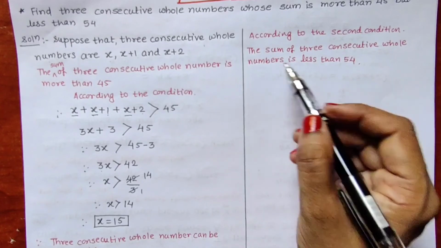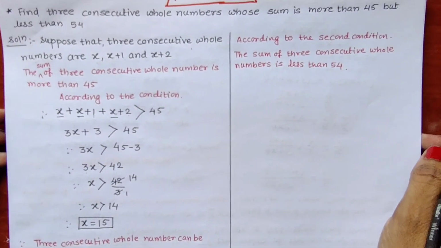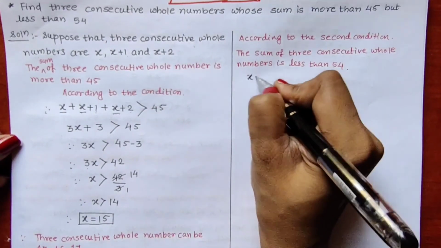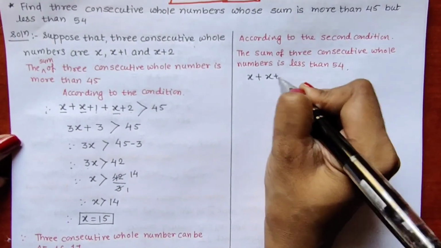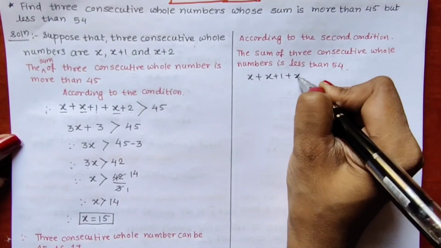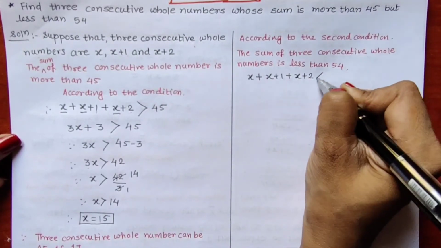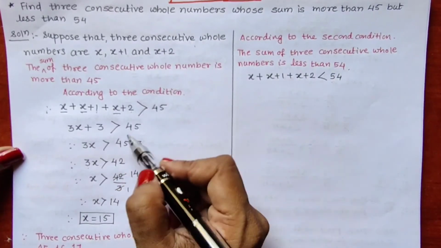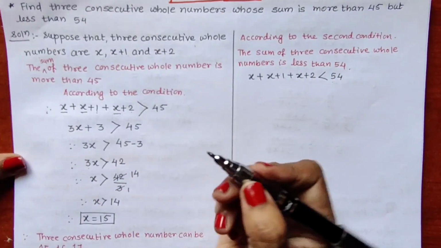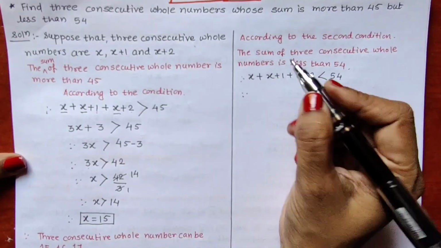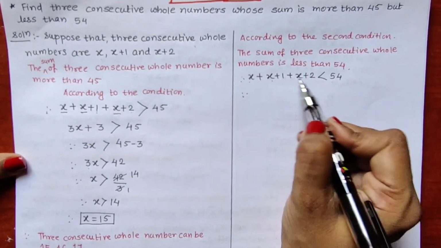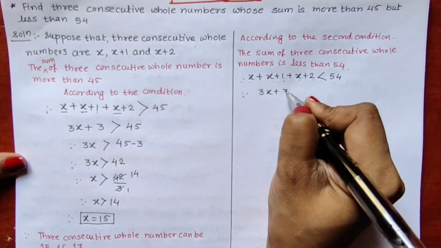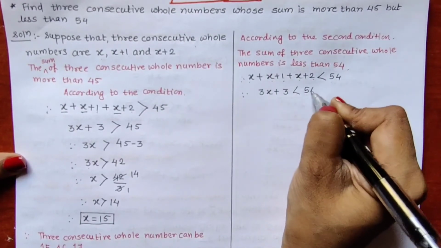Now we will be writing the sum of 3 numbers. These 3 numbers will be x, x plus 1, x plus 2. So I will be writing it as x plus, the second number x plus 1, plus, the third number x plus 2. It is less than 54. So I will use the less than symbol. Here I have to use the more than symbol or bigger than symbol. Now again we will solve the left hand side. X plus x will be 3x. 1 plus 2 is 3. It is less than 54.